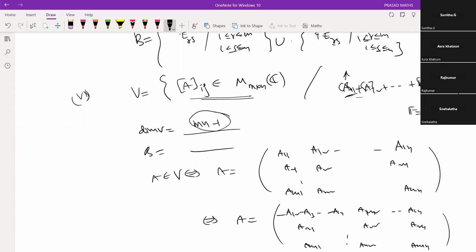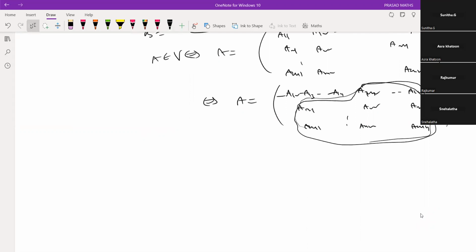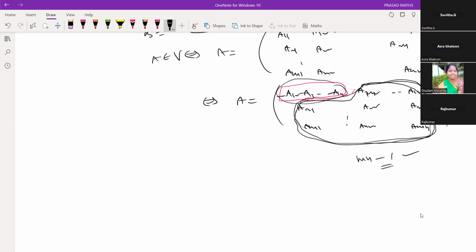Understand? How many free variables? Total Mn minus 1. How many variables will there be, how many in the bracket? These are the free variables. All these are already repeated. So how many of these will there be? Total Mn minus this one. This is one element. So therefore the dimension is Mn minus 1. Is it clear?